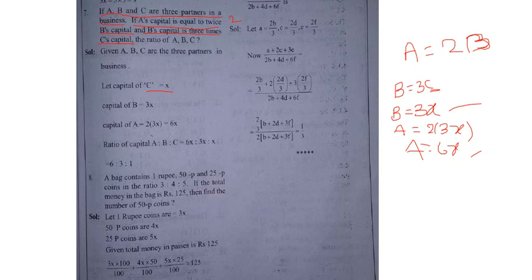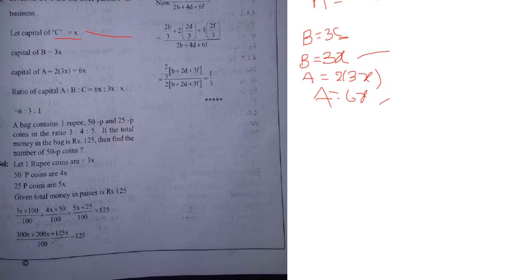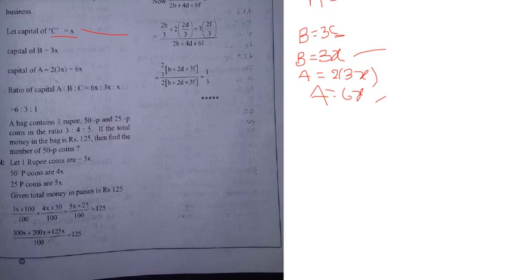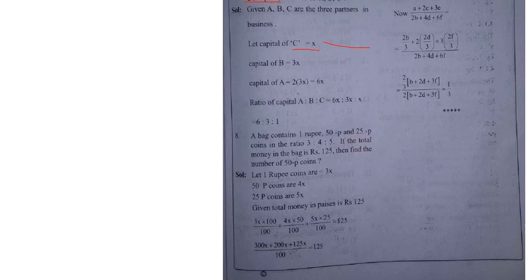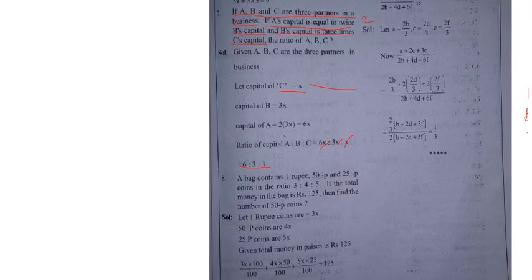Now find the ratio A is to B is to C. A is 6x, B is 3x, C is x. Now all the x will get cancelled since they are common. What is left? 6 is to 3 is to 1. So these are the ratios of A, B and C. Okay. You understood this? Now we shall move to the next problem.